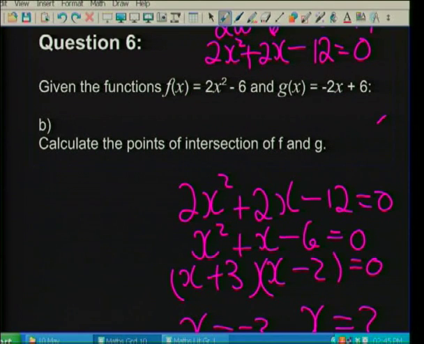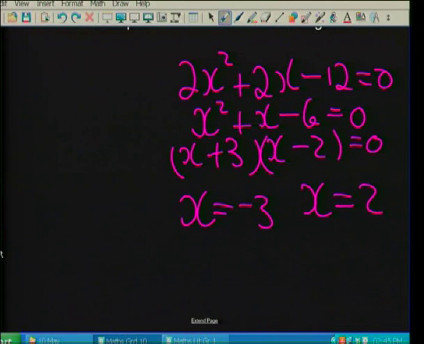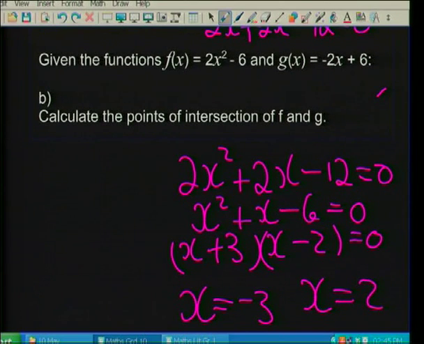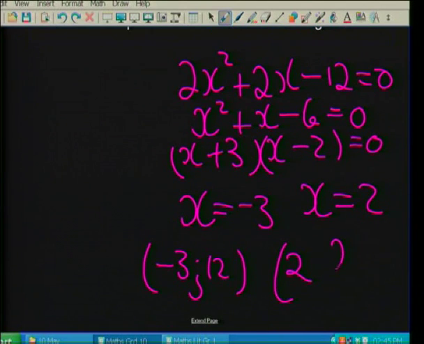So I'm going to get minus 2 times minus 3, which is 6, plus 6, which is 12. So minus 3 goes with 12. And let's find out what 2 goes with. Minus 2 times 2 is minus 4, plus 6 is 2. So there I have my points of intersection.